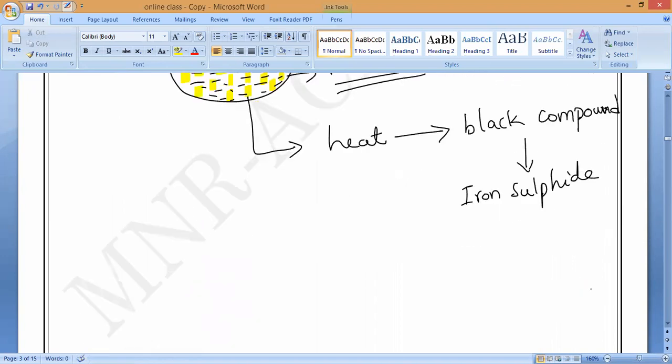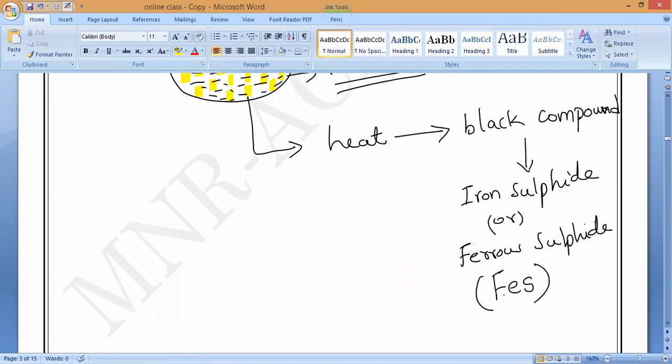Do you all understand? Or else we can call it ferrous sulfide. Ferrous sulfide. Please remember, iron is called ferrous. Is it okay? So the formula is FeS. What is the formula of it? FeS.